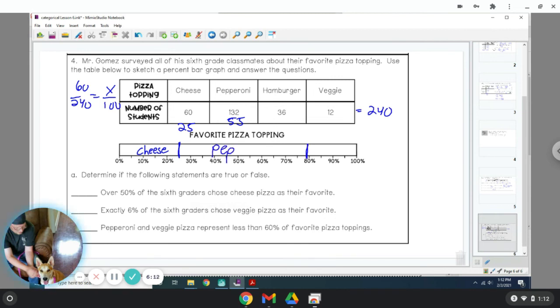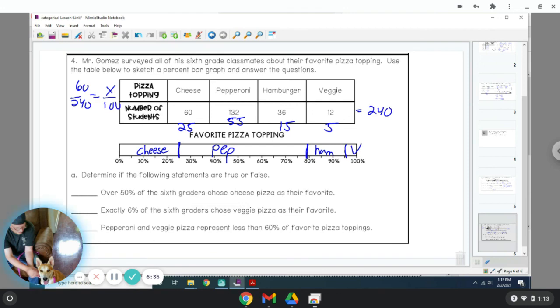And then hamburger will be 15%, which is up to 95. Now, hopefully I didn't do this wrong, because that means veggies should be 5%, which it is. So then veggies will be right there.